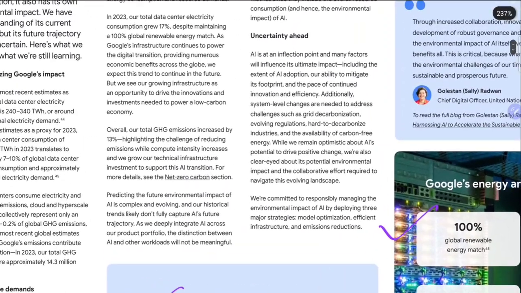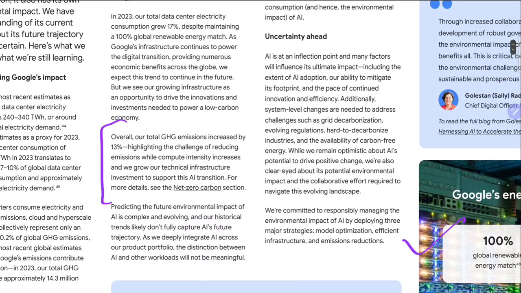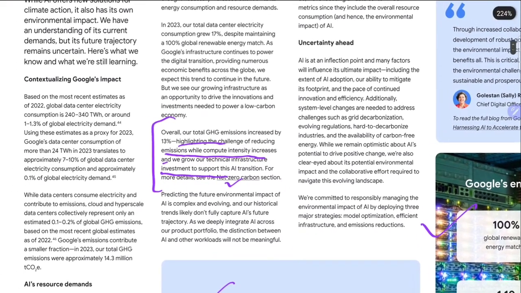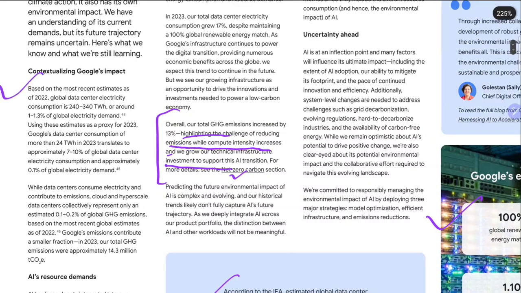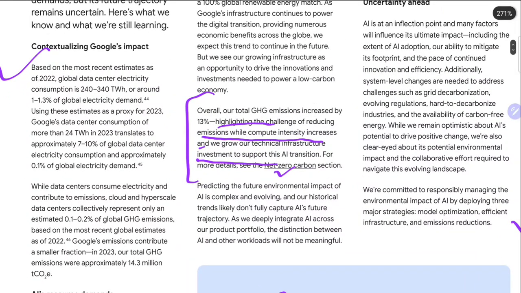And here is very important information: overall total GHG emissions increased by 13%, highlighting the challenge of reducing emissions while compute intensity increases and we grow our technical infrastructure investment to support this AI transition. So for more details, you can see this net zero section here. What is the company writing? Based on the most recent estimates from 2022, global data center electricity consumption is this much, 240 to 340 terawatt-hours, or around 1 to 1.3% of global electricity demand.